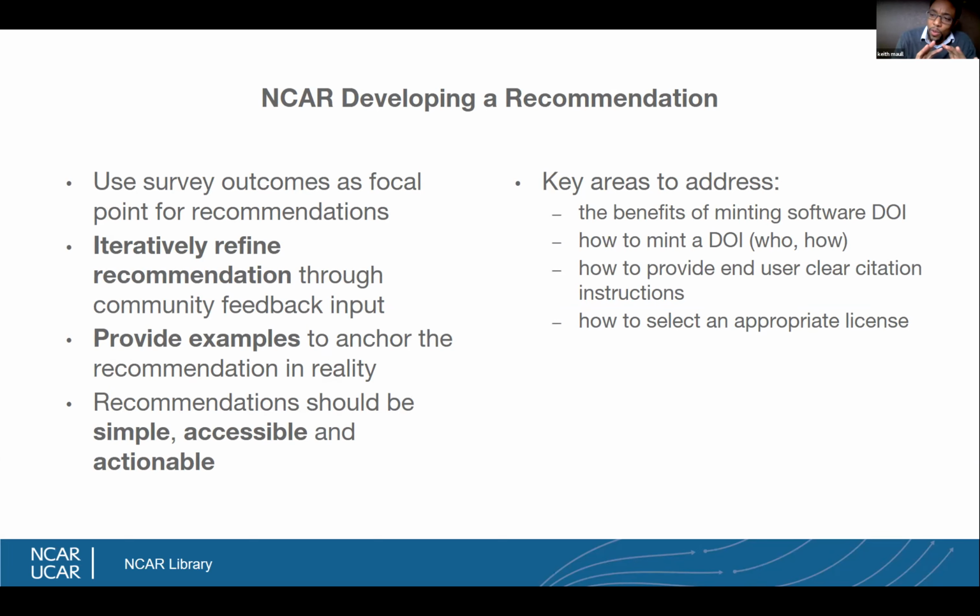But anyway, what we really wanted to do was provide some examples, but make things very simple, make the recommendation accessible and actionable, because we know, if it was a 30-page recommendation, no one would read it, and it'd probably be so confusing after the second page that no one would use it. So we wanted to touch in on how to mint a DOI, touch in on how to give some guidance on clear instructions on how you want your software cited, and then how to select an appropriate license.